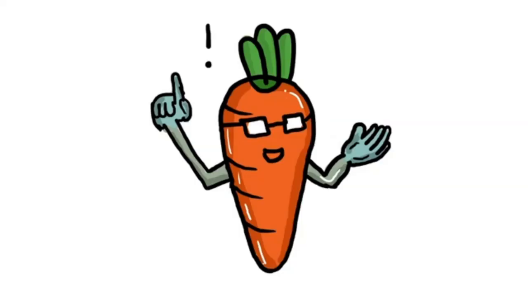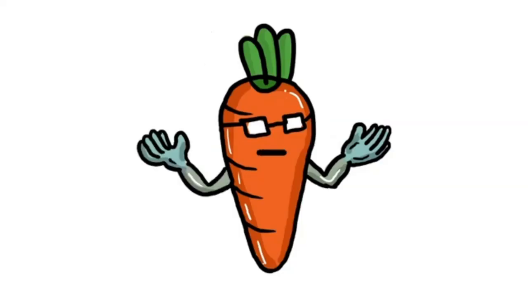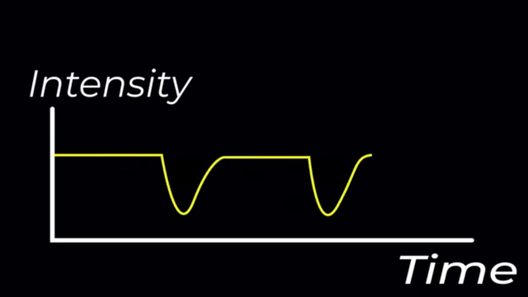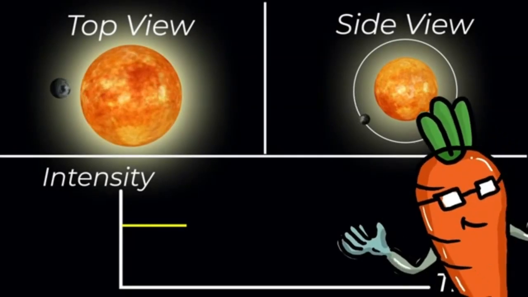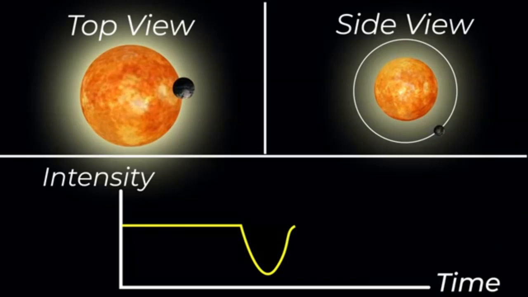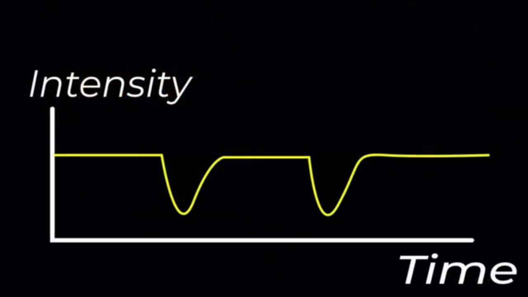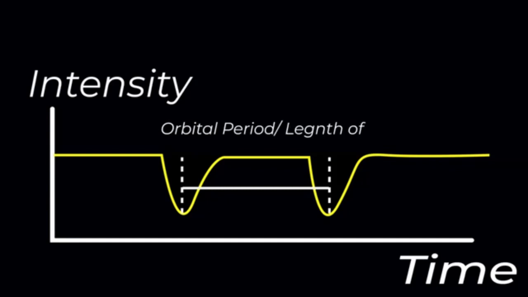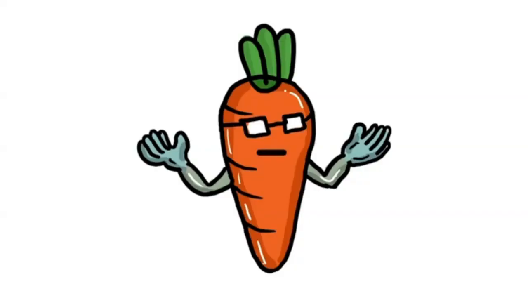But through the transit method, you can also gauge the time it takes for the planet to orbit the star. Let's look at two consecutive dips in intensity of this graph. Remember, each dip in intensity occurs when the planet comes in front of the star from your field of view. So the time between two dips in intensity is the time it takes for the planet to orbit the star once, which is the planet's orbital period, or as we call it on Earth, length of year.